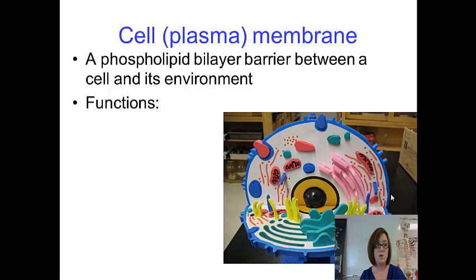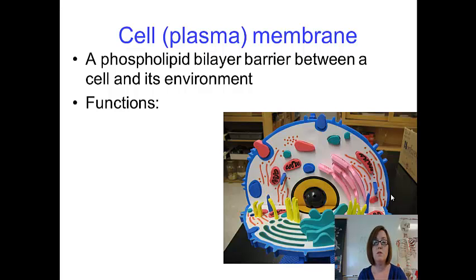It is used for transport of materials into and out of the cell. You know, it is a barrier. It does keep the outside stuff out and the inside stuff in, but sometimes we need to move things into the cell and move things out of the cell, so we have to get them across the cell membrane. So the cell membrane is used for transport into and out of the cell.